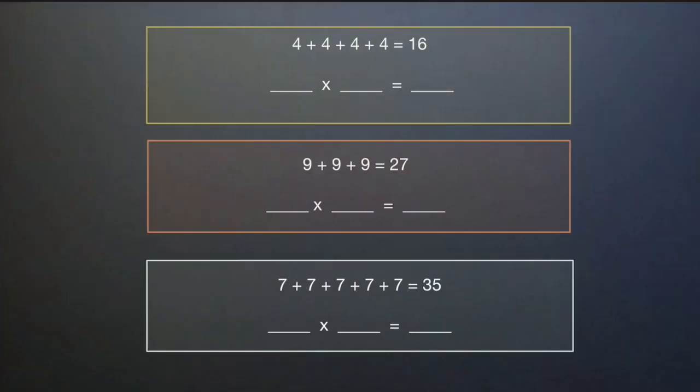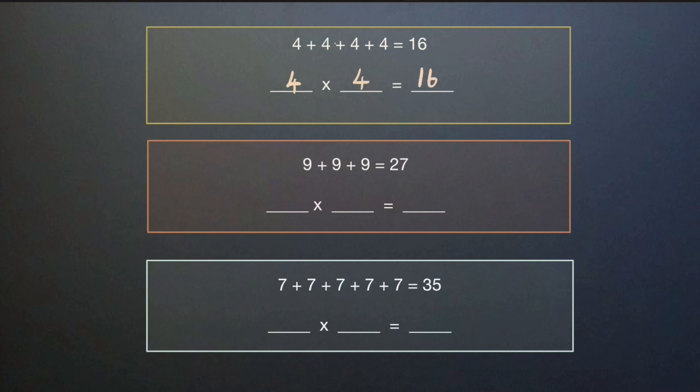So now without the diagrams, we're going to have a go at going from addition to multiplication. So up here we've got 4 plus 4 plus 4 plus 4 equals 16. So they've given us this one. We don't even have to add it up. So if we've got 4 plus 4 plus 4 plus 4, we've got how many groups of 4? 1, 2, 3, 4. So we could write 4 times 4, 4 groups of 4, is also equal to 16.